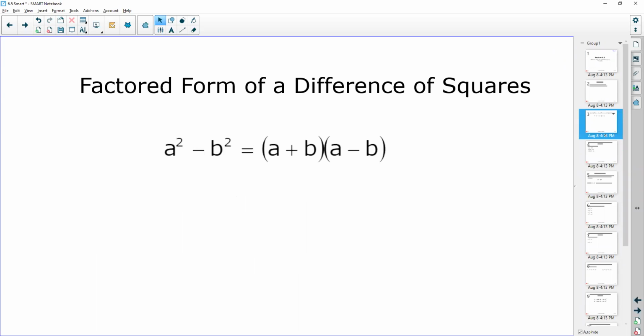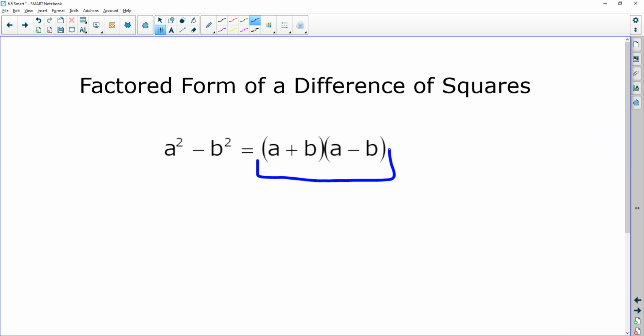So the factored form of a difference of squares looks like this. It's a squared minus b squared, and it factors into a plus b, a minus b. The thing about this is you really have to be able to recognize it and pick it out and go, oh, those are perfect squares.